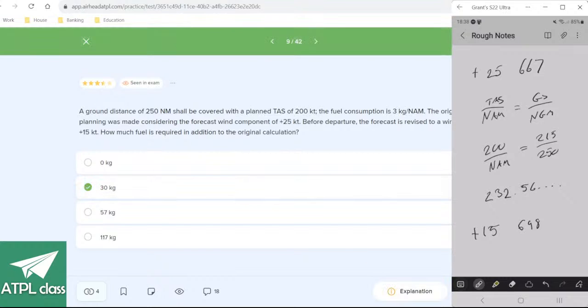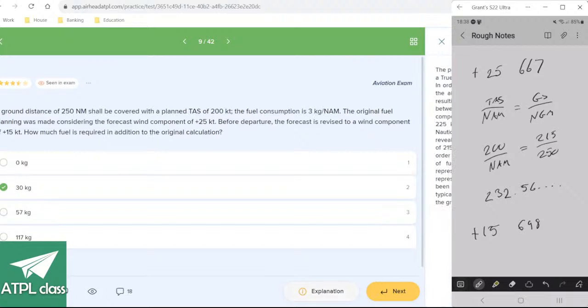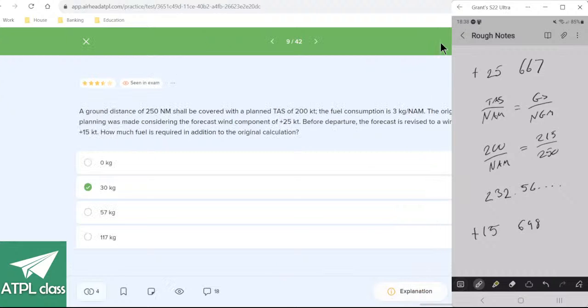Yeah, nice. See what they're saying. The problem presents the distance to be flown along with two wind components. Calculate the air distances. Yeah, that's what we did. Nice.